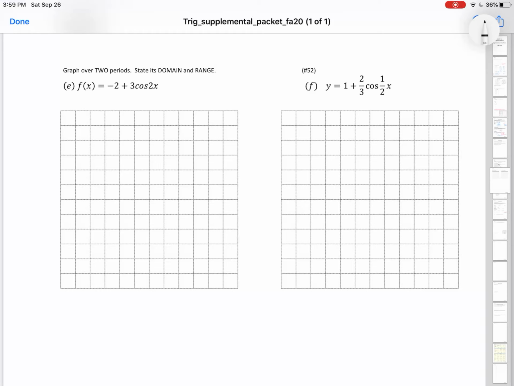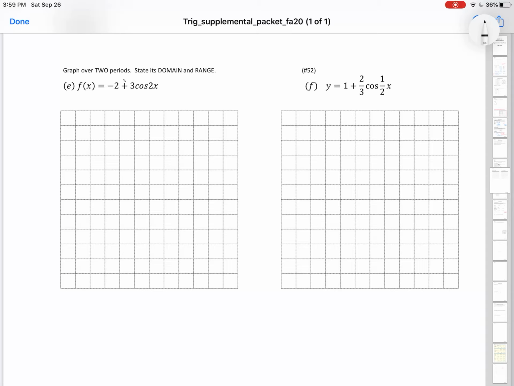Alright, here we are in the second part of section 4.2. I just didn't want the videos to get overly long, and to allow you to break up the different parts. They're asking us to graph over 2 periods. 1 period's fine as well. As we look at something like E, we want to be prepared. My suggestion is draw a base graph and then do the appropriate labeling.